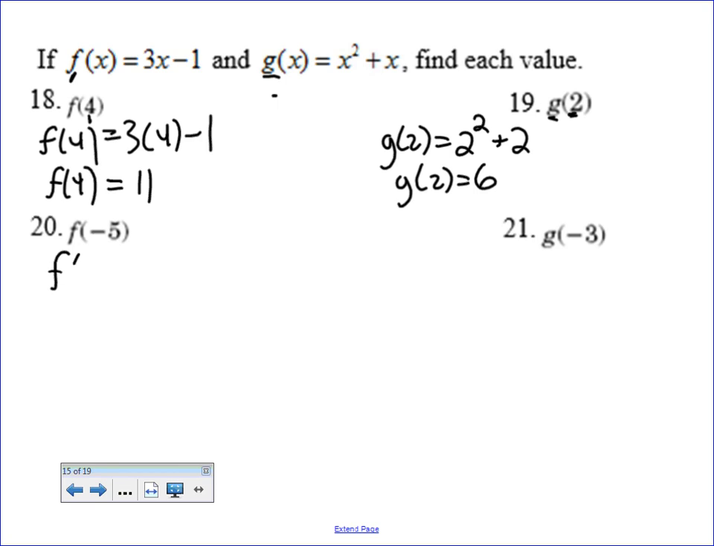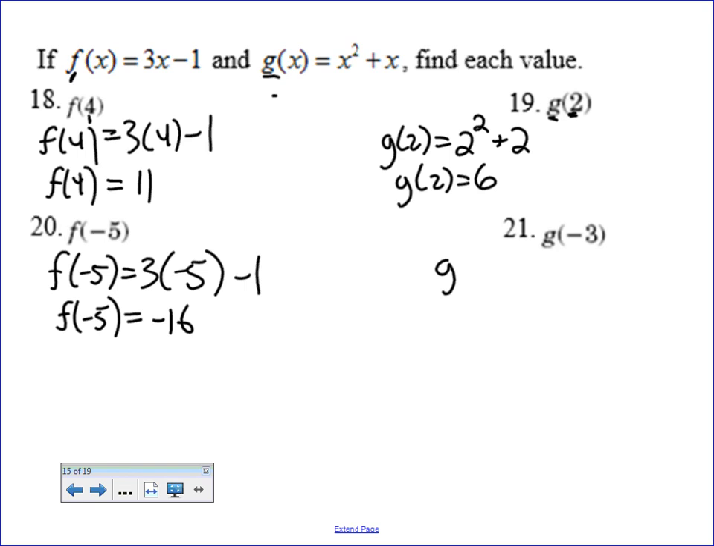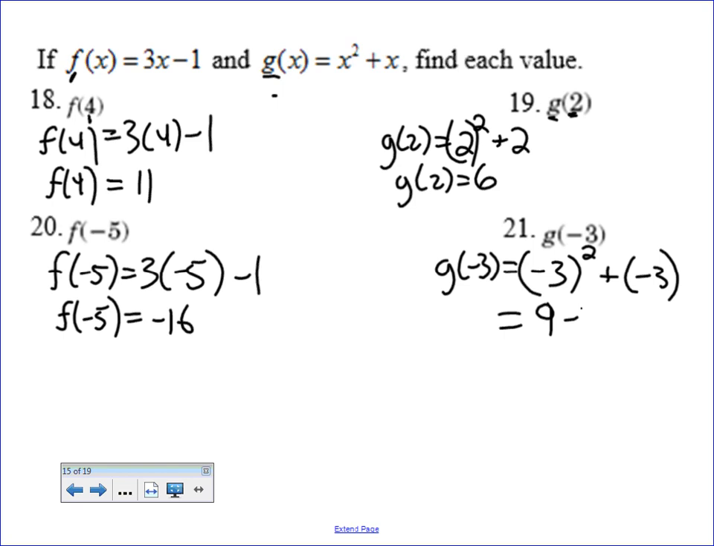Once again, for number 20, I'll be plugging negative 5 into the f function, and this will give me negative 16. So we would say f of negative 5 equals negative 16. For number 21, we do g of negative 3 equals. Now, a word of caution, and I broke my own rule: when you plug in functions, especially if you're going to be plugging them in the calculator, when you plug in a value for a variable, you always want to put it in parentheses, because that way the calculator doesn't make a mistake. And so we would say g of negative 3 is 6.